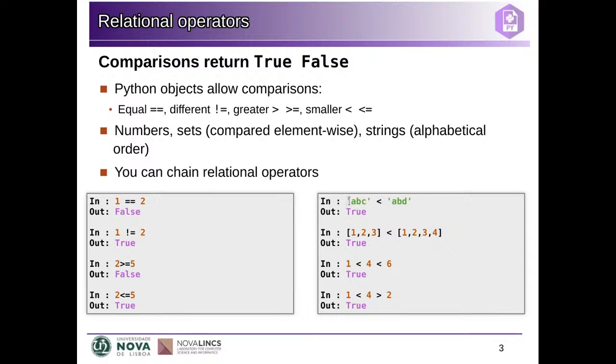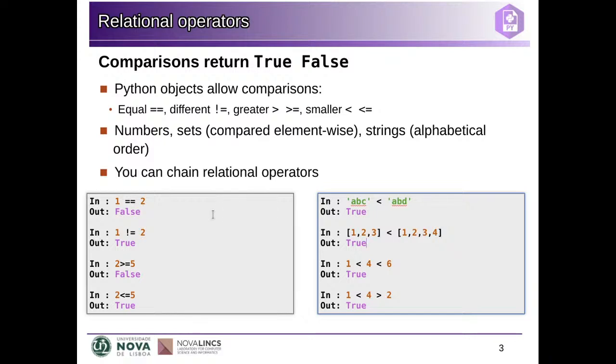So, for example, ABC is smaller than ABD because A is equal to A, B equal to B, but C comes before D. So this is true here. You can do the same with lists. So this one is smaller than that one because it's compared element by element, but then there's an additional element there in this list.